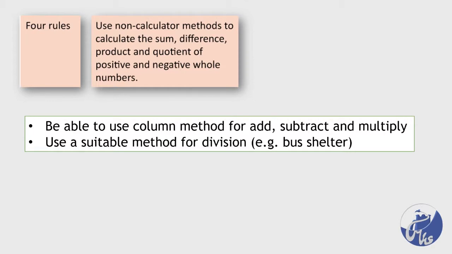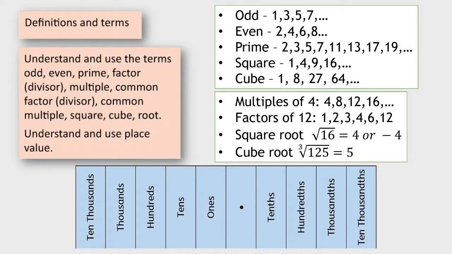Being able to use any method should be suitable. Just make sure that you are confident in how it works and that you'd be able to get the correct answer at the end. The next area is definitions of terms related to number. So this would be understanding things like odd and even numbers, prime numbers, knowing how to find factors and multiples, understanding what a common multiple and a common factor is, square numbers, cubes, cube roots, and then the place value system.